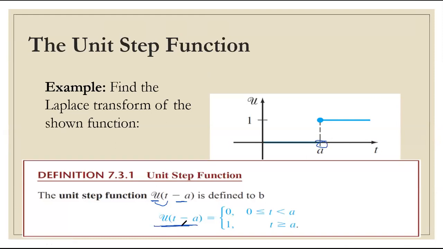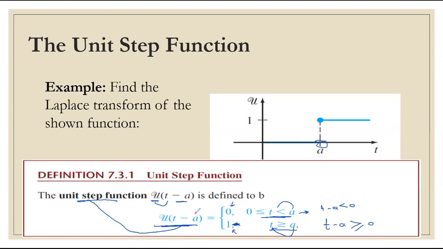And this u of t minus a, which is the unit step function, or we call it the Heaviside step function, is very important for engineering students. It has two different values, 0 or 1. It is 0 when your t is less than a. And by the way, I can write this in another way. If I move a here, it will be t minus a less than 0. And also, the value of my unit step is 1 when my t is greater than a. I can move a here, so my t minus a must be a positive number.